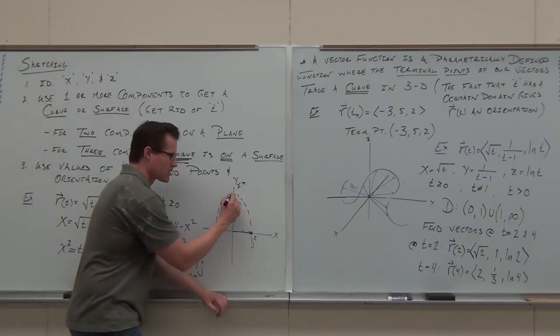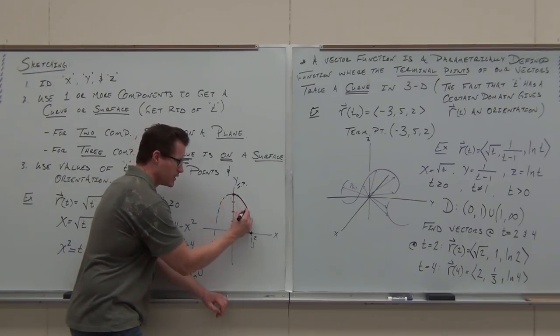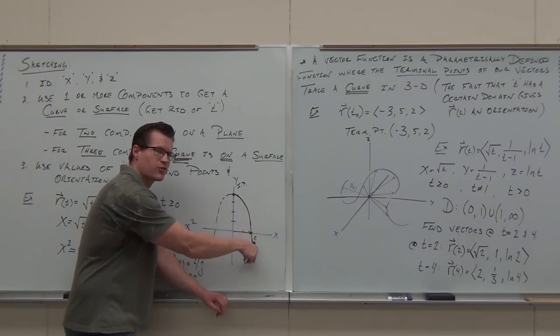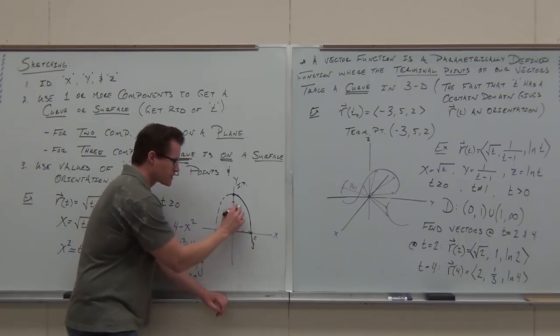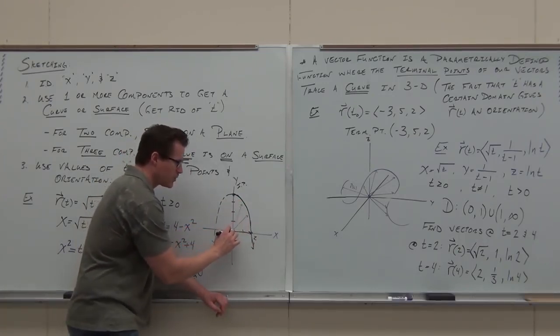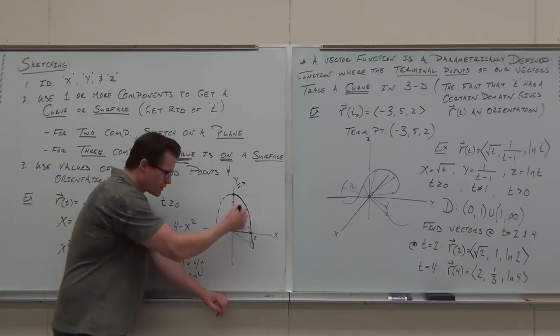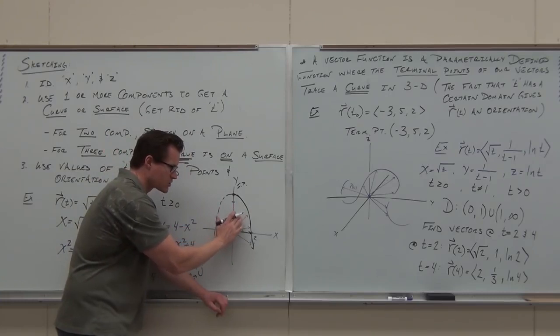What that tells me is that my curve starts here with my initial point. It's traveling this way along the curve I found, and it's going forever. And my vectors are pointing at all these points. My orientation, you don't have to show this. You don't have to show the little vector functions. I'm just showing you what it's actually doing.